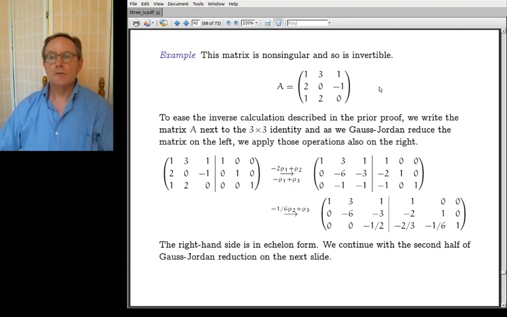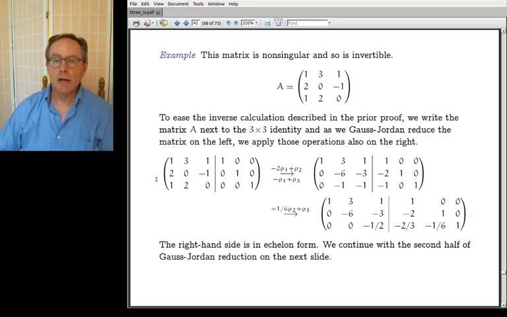The steps I just described: you start with the identity. See the identity over here? This is the matrix capital A, and this is the identity. You start with the identity, and you perform the Gauss-Jordan reduction steps on it. That's what I'm doing. I wrote the identity next to the original matrix, and I'm performing the Gauss steps here.